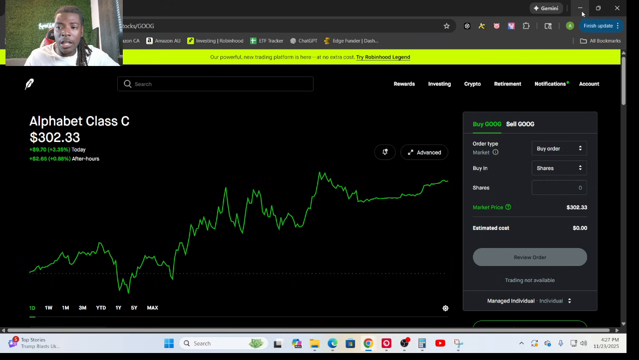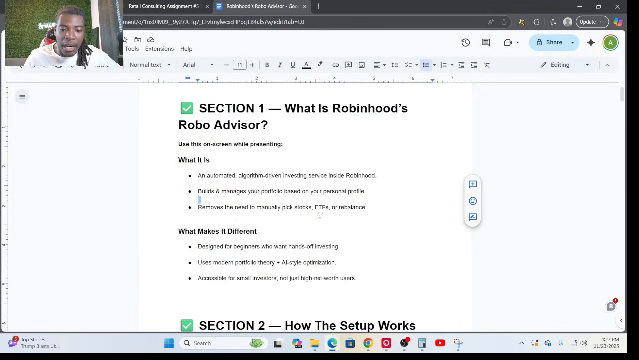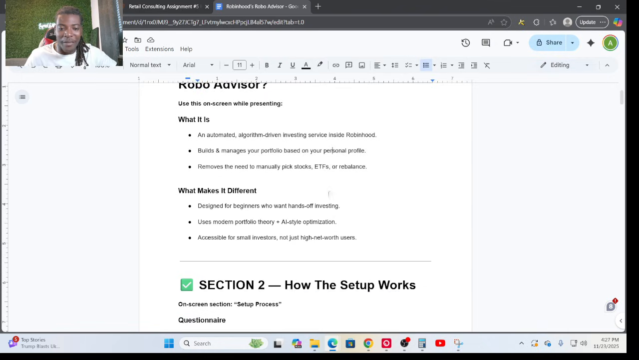This is actually why I also suck with having a script, because I completely forgot I had a script. I completely started going off. So let's go back to the script. Let's see where we are.